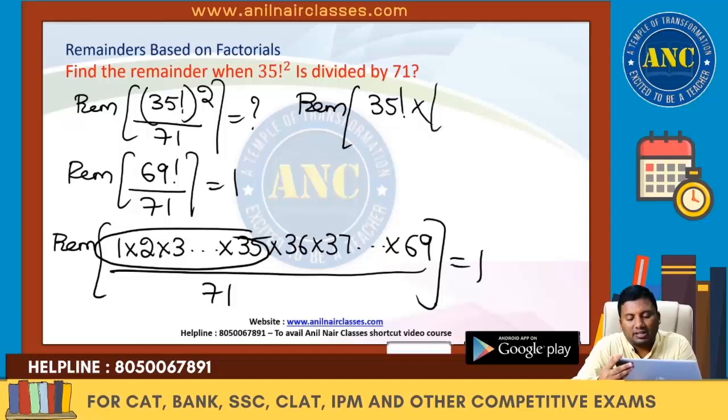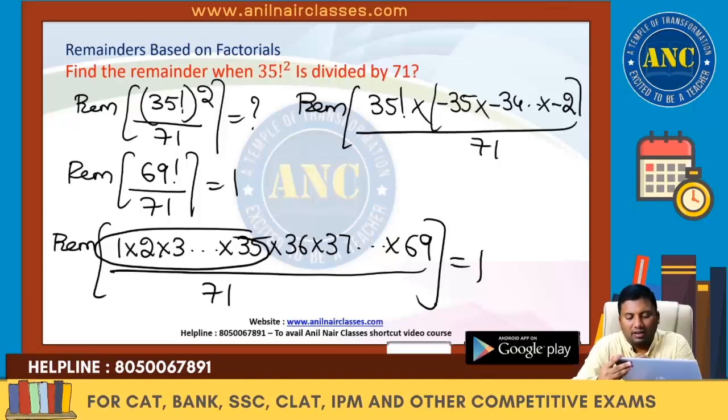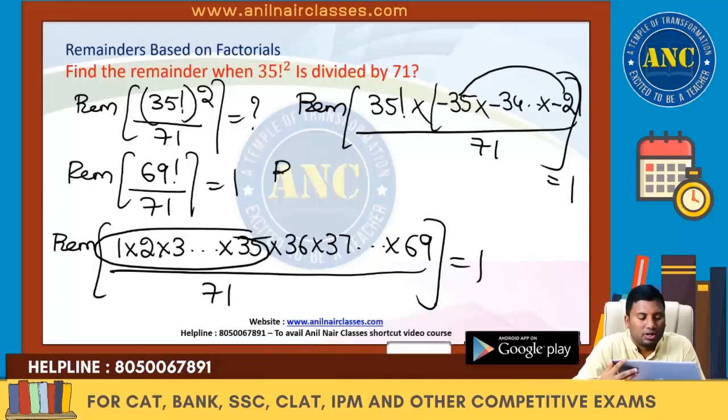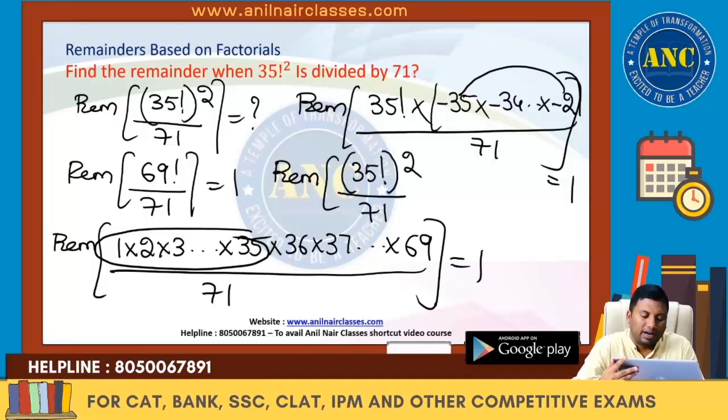36 divided by 71 is minus 35. 37 divided by 71 is minus 34. 69 divided by 71 is minus 2. Divided by 71, it is 1. From 2 to 35, there are 34 negatives. If you multiply 34 negatives, I will get a positive. So answer is nothing but remainder 1. 35 factorial whole square divided by 71 is 1.